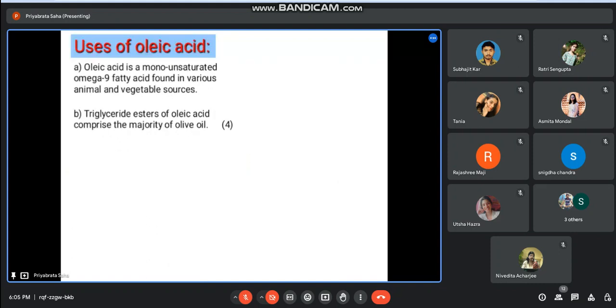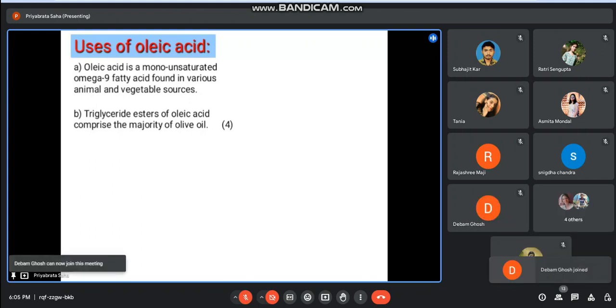Uses of oleic acid. First, oleic acid is a monounsaturated omega-9 fatty acid found in various animal and vegetable sources. Second, triglyceride ester of oleic acid comprise the majority of olive oil.